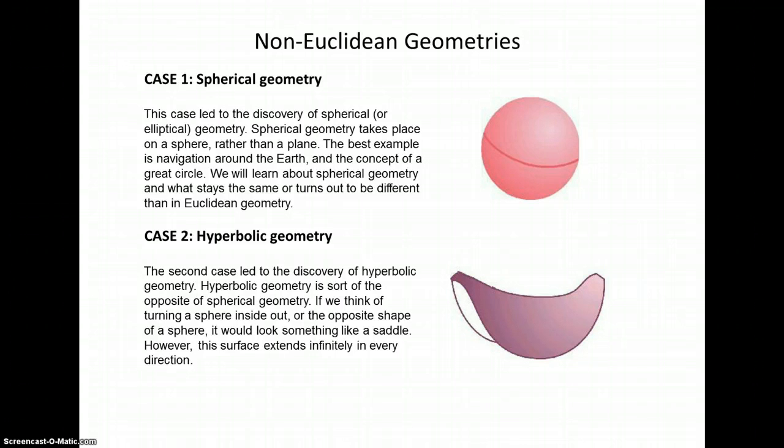Case 2 leads to hyperbolic geometry, the case where there are infinitely many parallel lines to a given point. This geometry is sort of the opposite of spherical geometry. If we took that sphere, put a hole in it, and turned it wrong side out, we might see something that would look like a saddle. However, this geometry surface goes infinitely in all directions.